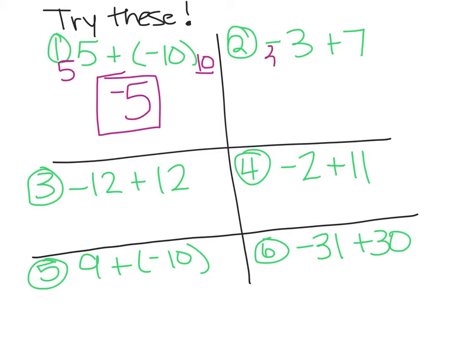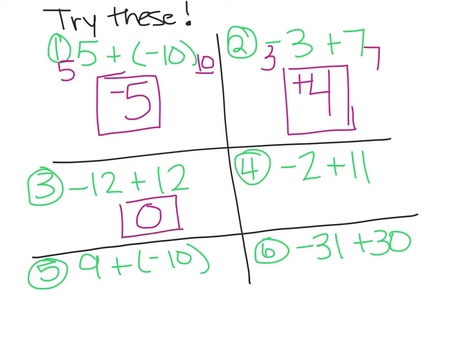Okay, next one. Absolute value is 3 and 7. 7 minus 3 is 4. And we're going to keep the positive sign. Good job. -12 plus 12. Those are your additive inverses, so you are going to automatically know that your answer is 0. Good job.